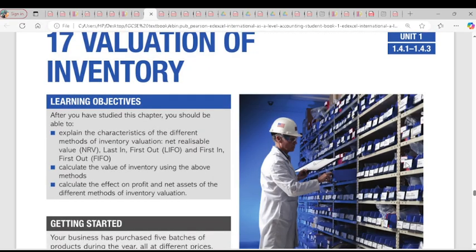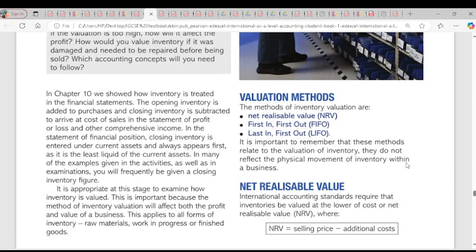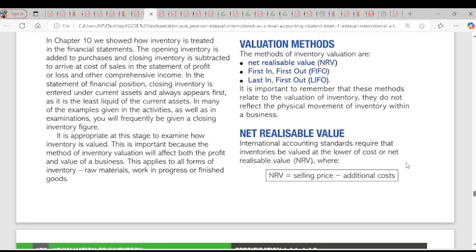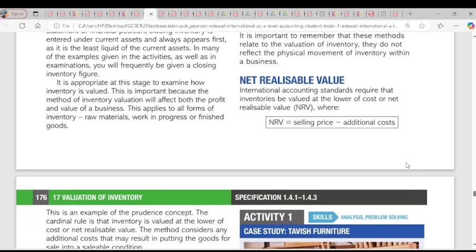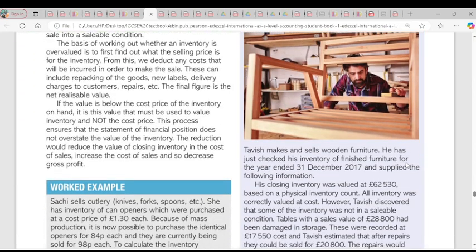We have different valuation methods. We're going to start with the net realizable value, NRV. NRV is about finding the selling price and taking away the additional cost you might incur. So NRV is selling price minus additional cost. That's about NRV, so we'll go to activity 1 immediately.